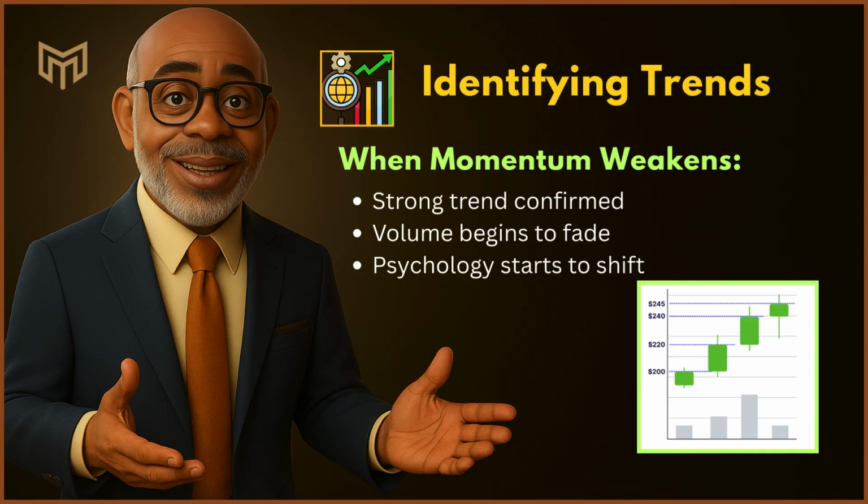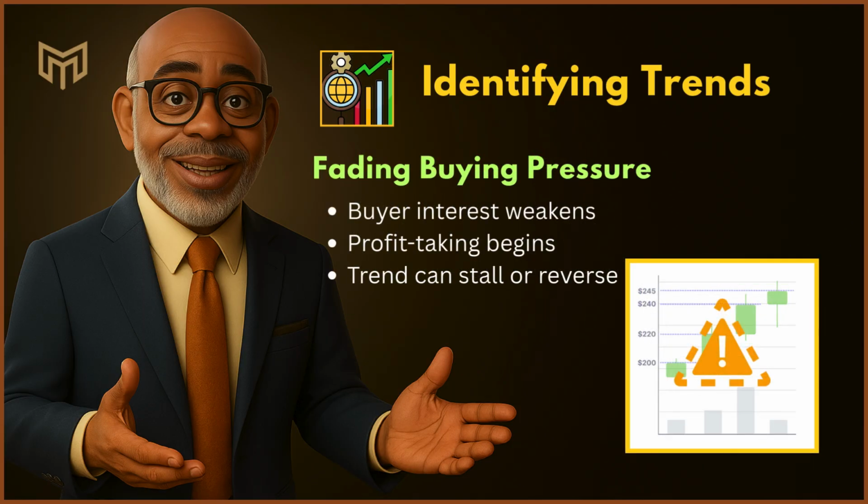Buyers are no longer showing the same conviction, and fewer traders are willing to commit at higher prices. When price continues upward but participation fades, momentum can begin to weaken. This signals that buying interest may be fading. Without enough buyers to sustain momentum, some traders begin locking in profits. As profit-taking increases, selling pressure can build. When that happens, the uptrend may start to weaken, or, in some cases, reverse entirely.